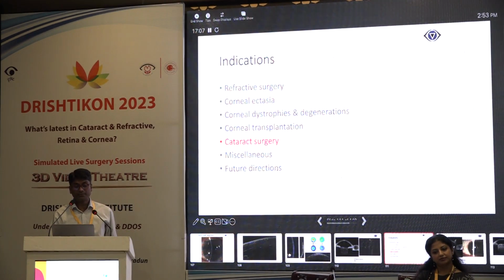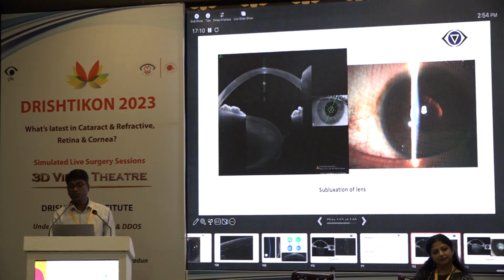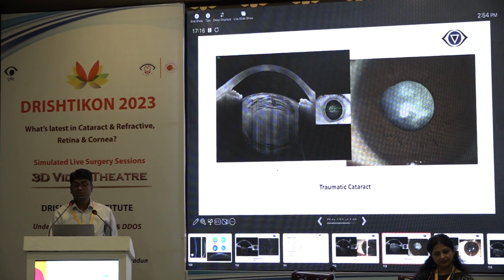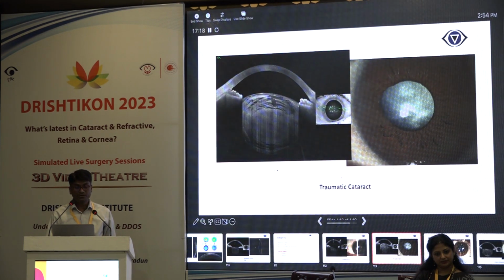Cataract surgery, how does it help in cataract surgery? So this is a patient who had lens dislocation. Here you can see the lens is dislocated. Another patient who had a post-traumatic cataract. You can see these flocculi. So I know that I'm going to decompress it first before doing my capsulorhexis, otherwise it will go in the periphery.